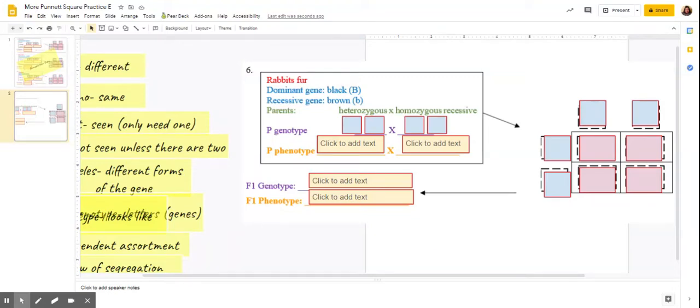We're looking at another problem. And in this one, notice we're talking about rabbit fur. We're going to be using the letter B. Capital B, or the dominant color, is black for rabbit fur, and the recessive is brown.